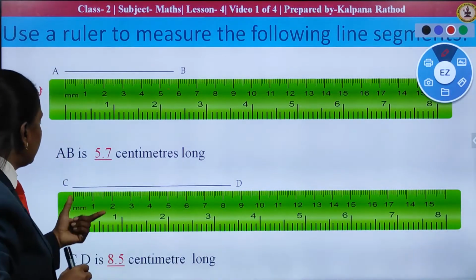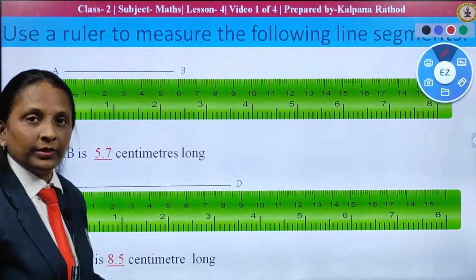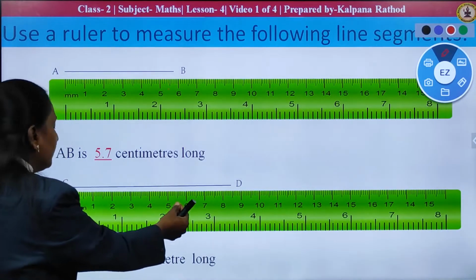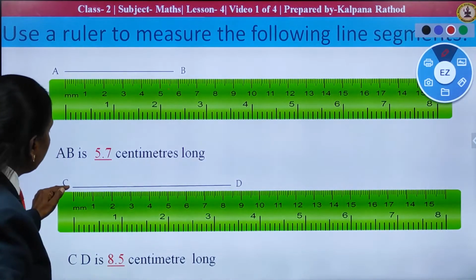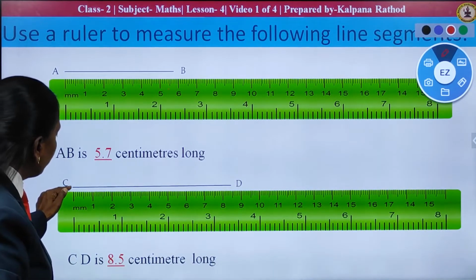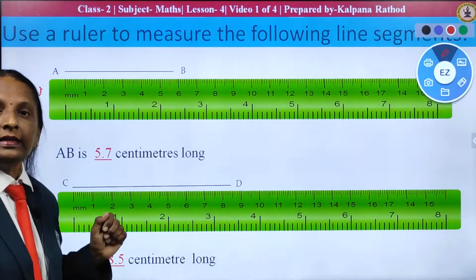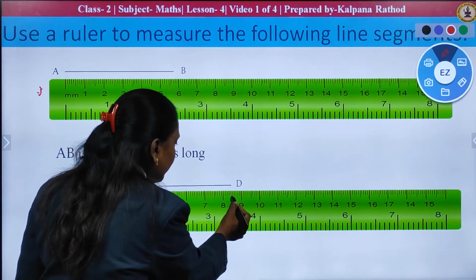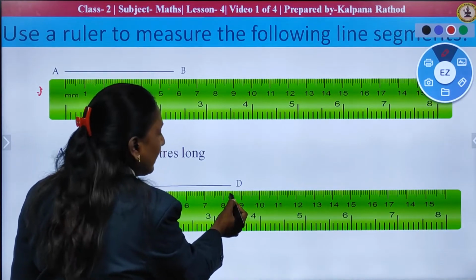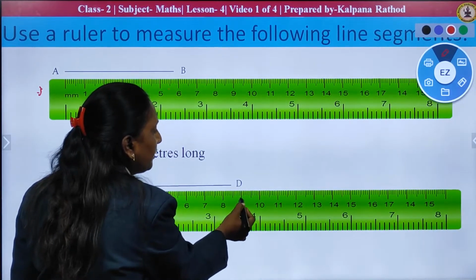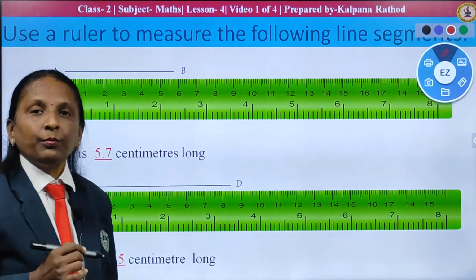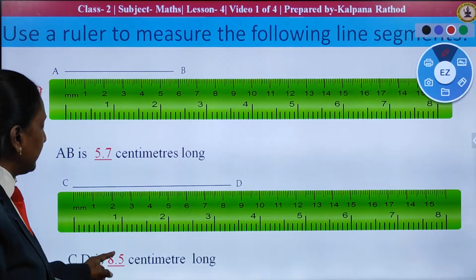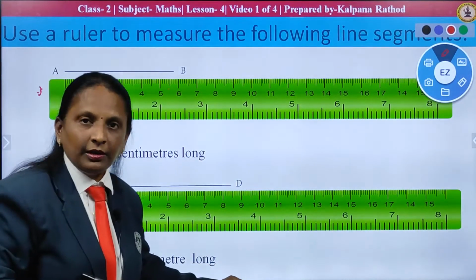Now, the next one is line segment CD. Now, children, you have to use the ruler and put the ruler near this line segment and see the starting point C. You have to touch this starting point C at 0 and see the last point D. It is touching at exactly 8.5. See the big line between 8 and 9 is 8.5. So, we can write that line segment CD is 8.5 centimeter long.